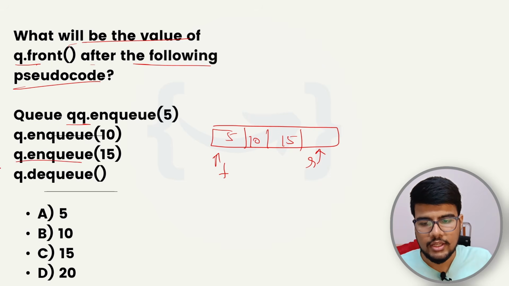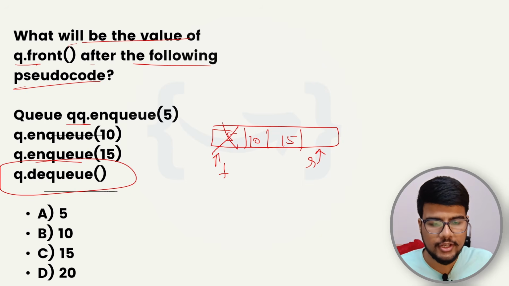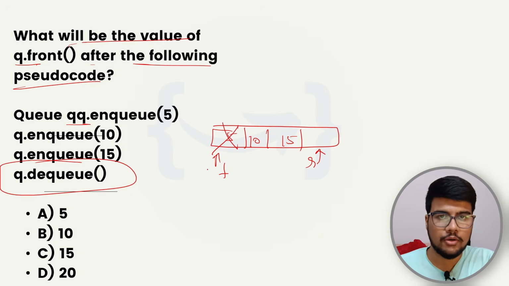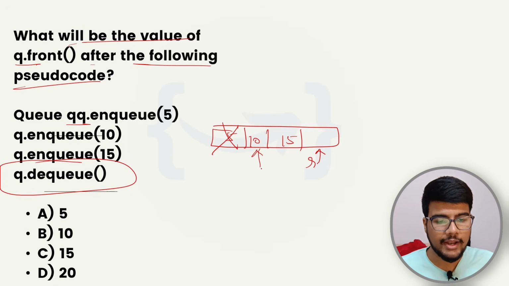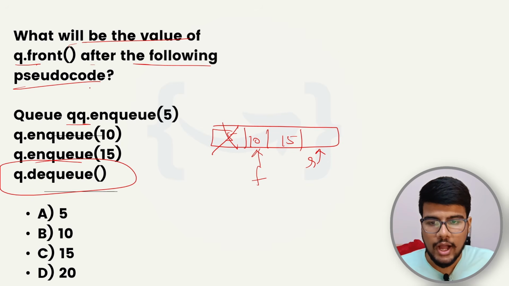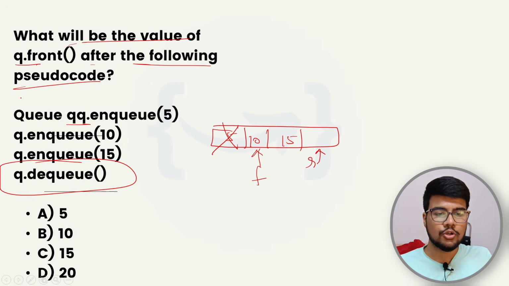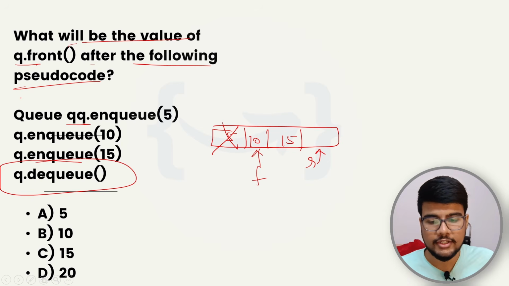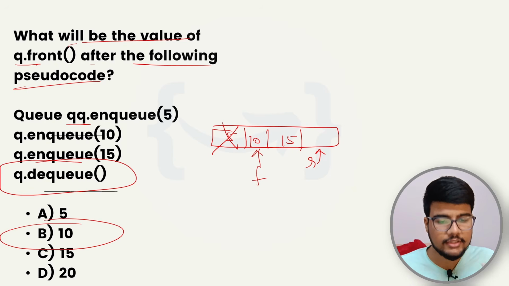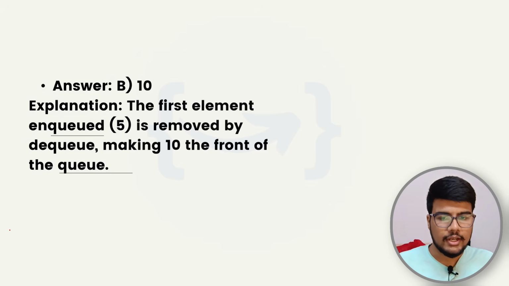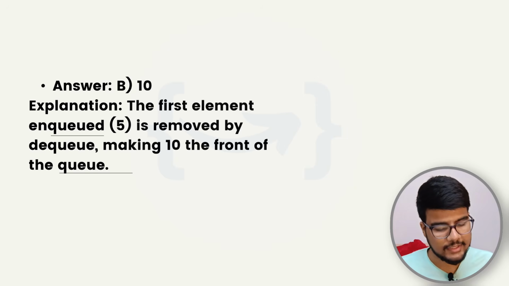Now what I can see is dequeue. So dequeue happens at the very beginning of the queue. From the front side, we usually dequeue. So yes, 5 has been dequeued and front comes to 10. Now I need to tell where my front is pointing. So my front is pointing at the element 10. Let's see, the answer is 10. You can see the explanation.